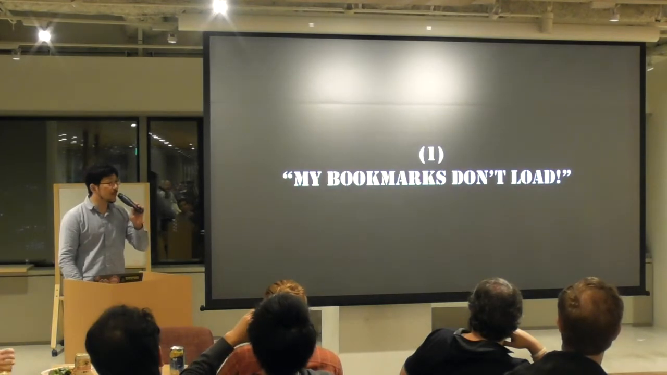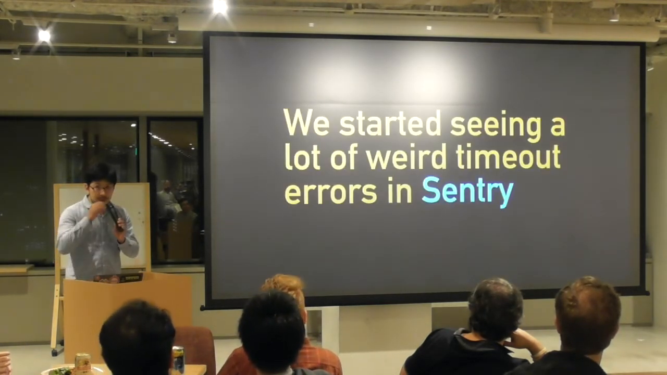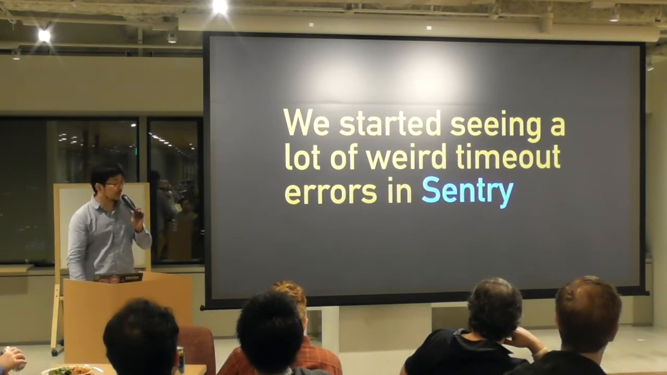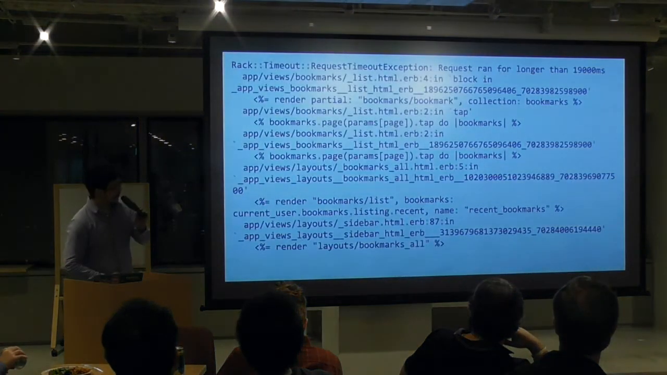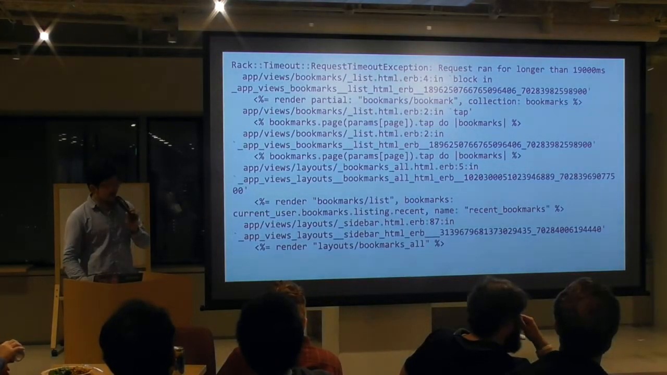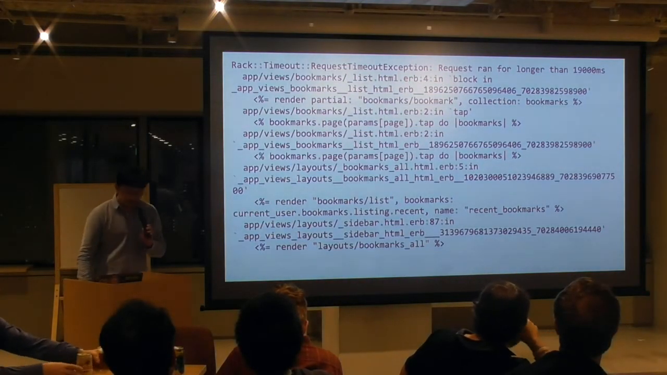The first one is bookmarks don't load. What happened was that we started seeing some weird timeouts in Sentry. I'm just going to show you what it looks like. I had a Rack timeout because I've got the middleware in there. It says it ran for longer than 19 seconds.